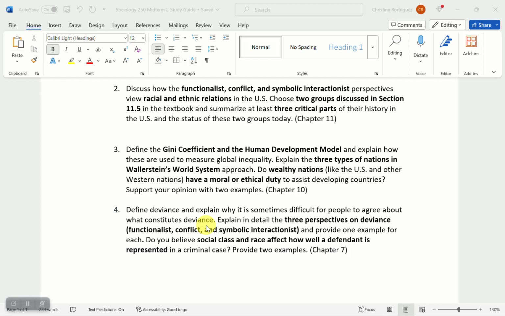Deviance, of course, is different because it's really based on how a society constructs the meaning of deviance. Deviance, like race and ethnicity, is socially constructed. What we consider to be deviant in the US might not be deviant in another country, and vice versa. What one ethnic group might consider deviant, another ethnic group might not. Also keep in mind, it changes over time. Something that we 50 or 100 years ago thought was deviant behavior, today maybe not so much.